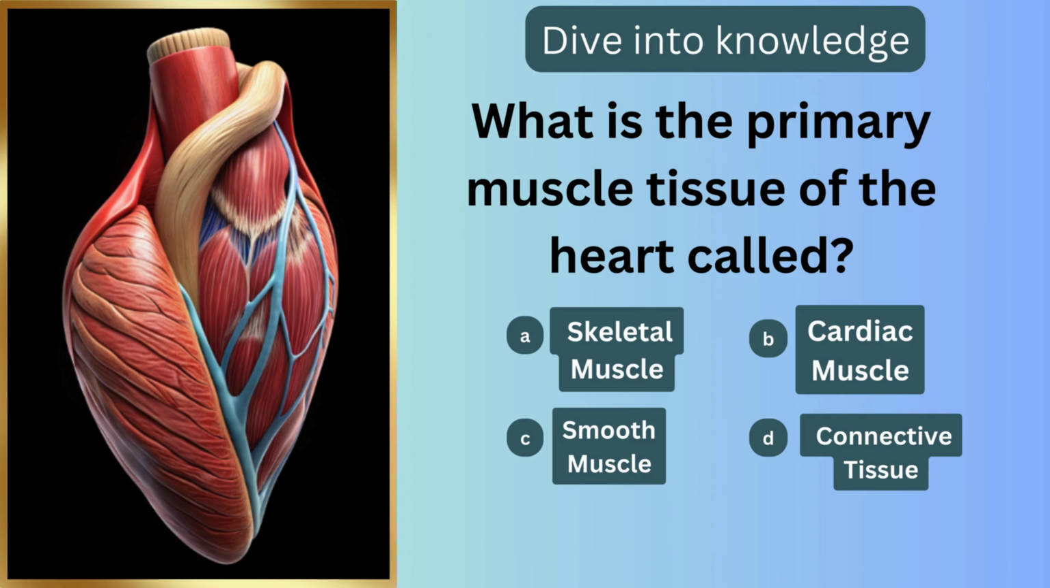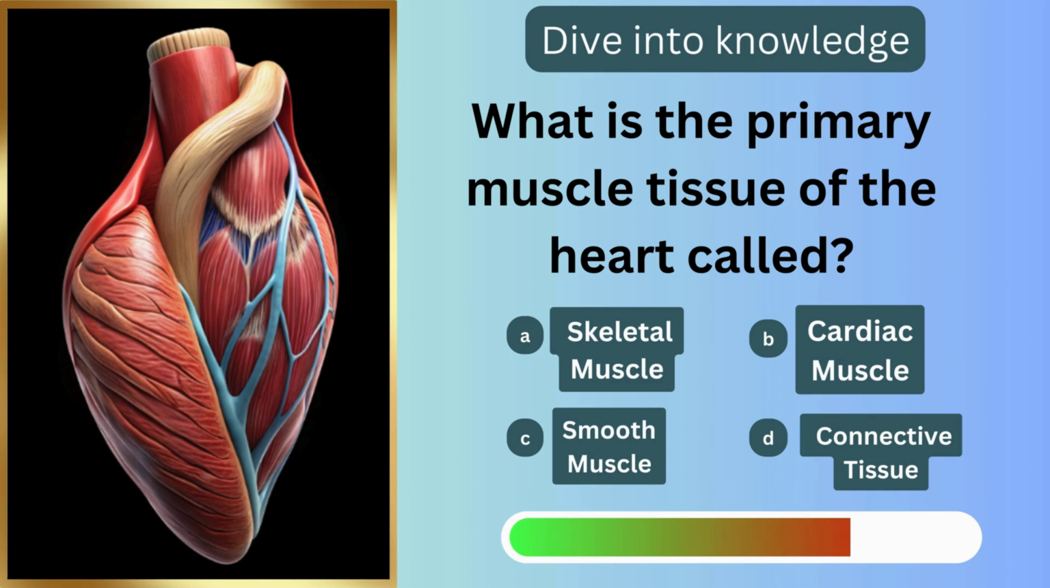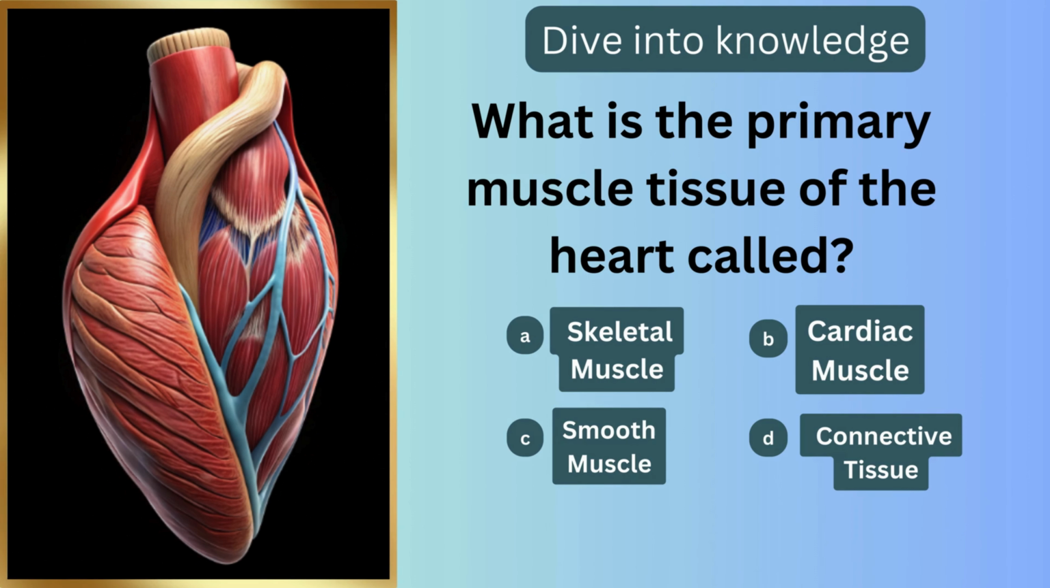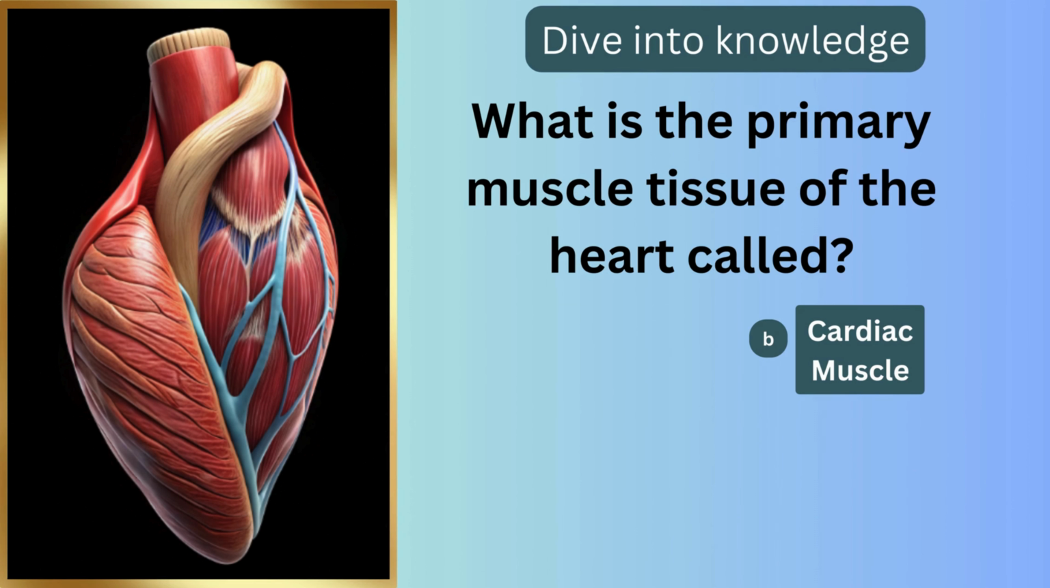Next question is, what is the primary muscle tissue of the heart called? Let's take a look at the options. A. Skeletal muscle. B. Cardiac muscle. C. Smooth muscle. Or D. Connective tissue. Time's up. The right answer is B. Cardiac muscle.